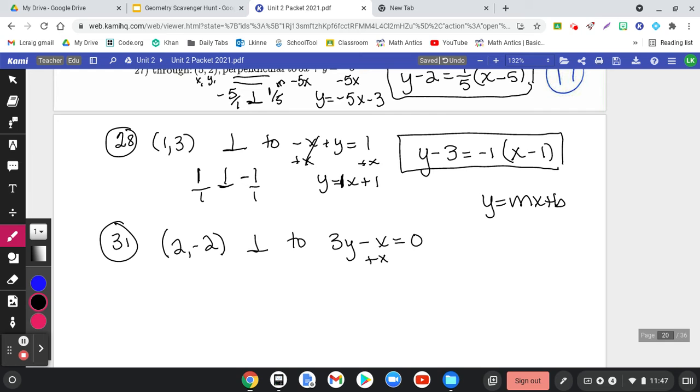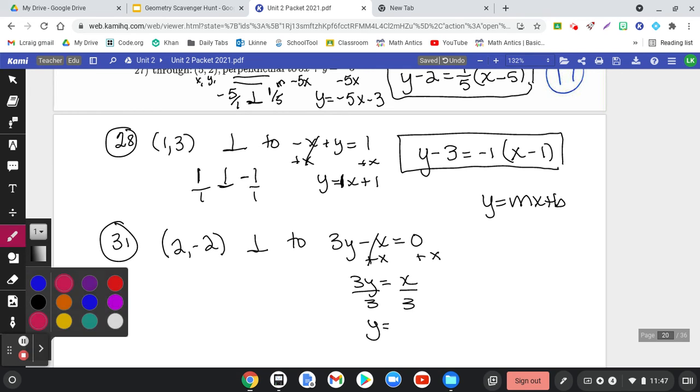So I'm going to add the x. 3y equals 0 plus x, which is just x, divide by 3. And you might say, well, what's the slope of that? Well, if there's nothing in front of the x, there's a 1 there. So your slope's 1/3 x. So if my slope's 1/3, perpendicular to that would be to flip it and change the sign, negative 3 over 1, which would just be negative 3.